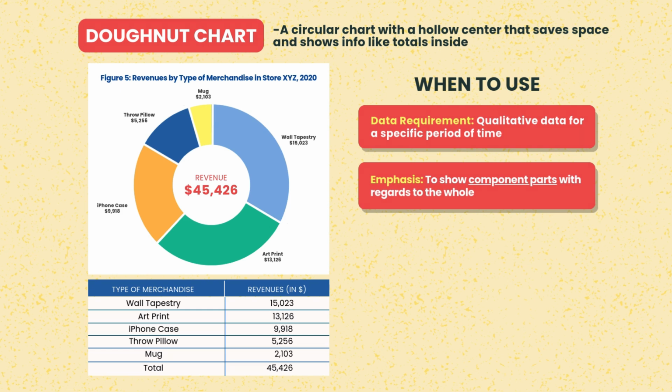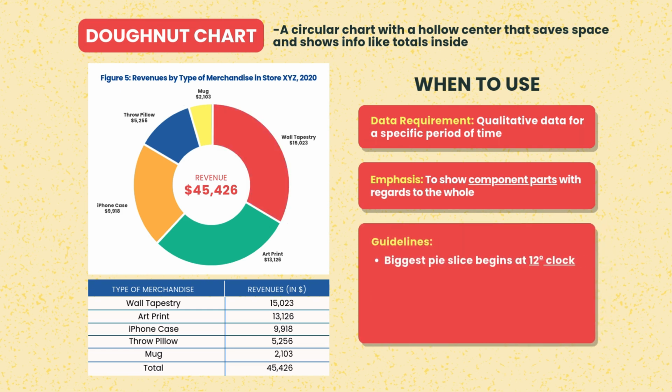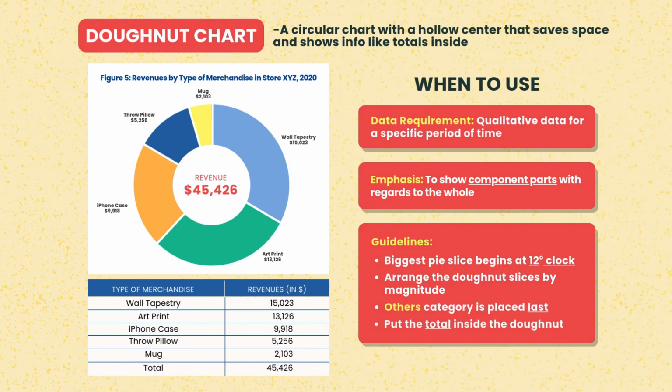a whole. For the guidelines, we should also place the biggest components at 12 o'clock, arrange the slices according to magnitude, and place the others category last. But this time, we should also place the total in the blank space inside the donut.